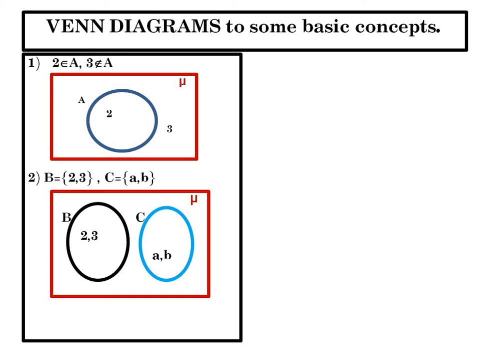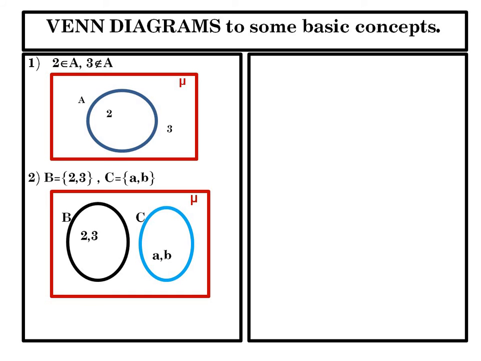Now let us see the other situation. P is equal to {1, 2, 3, 4, 5}. Q is equal to {4, 5, 6, 7}. So here you have two sets P and Q having common elements 4, 5. So this is the third situation, two sets having common elements. Now how do you draw this Venn diagram?